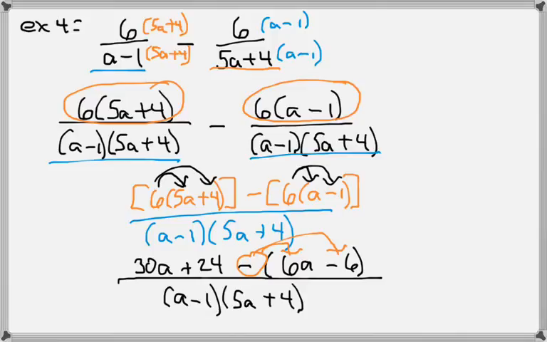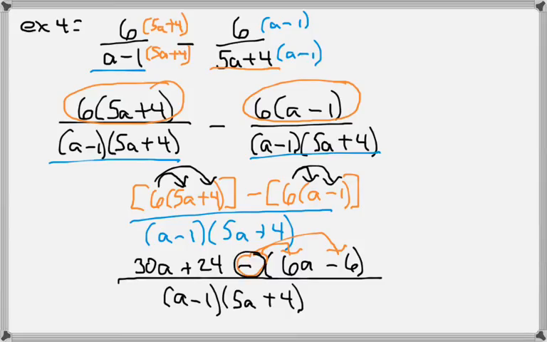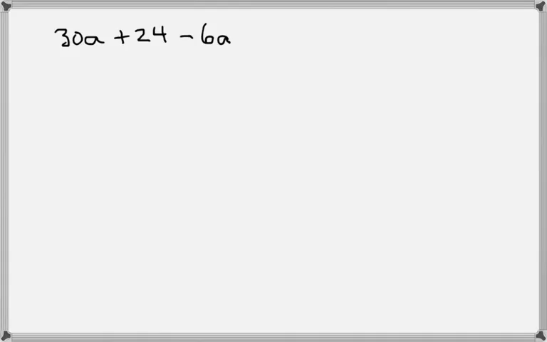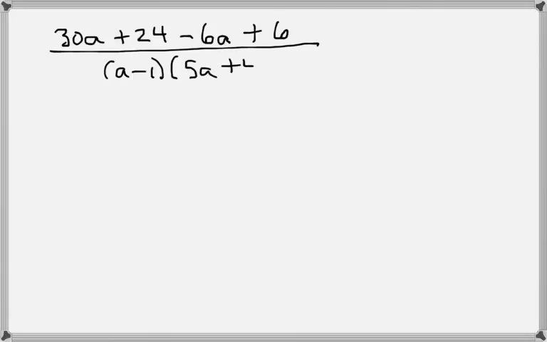So I'm going to have to go to another page here. So hopefully we don't get confused here. We have a 30a plus 24. And then we had the minus that was being distributed to that 6a. So that gives us a minus 6a. And the minus a negative. So the minus and a negative becomes a plus 6. All of this was over an a minus 1 times a 5a plus 4.